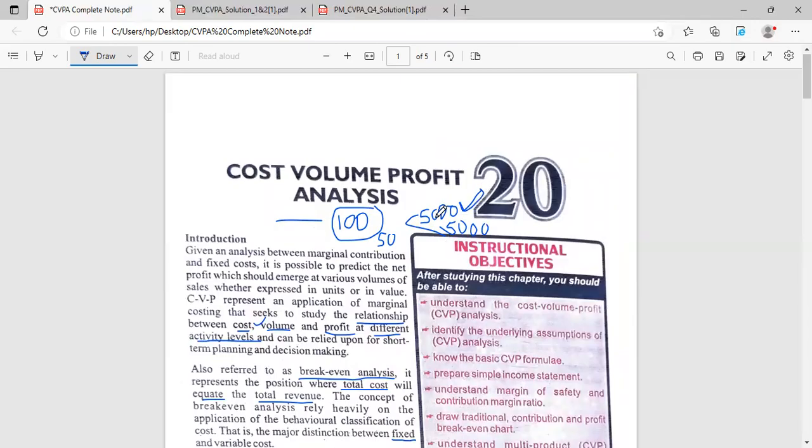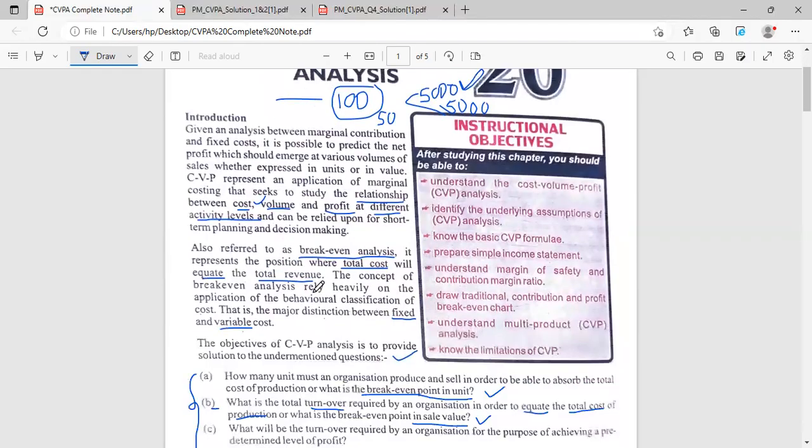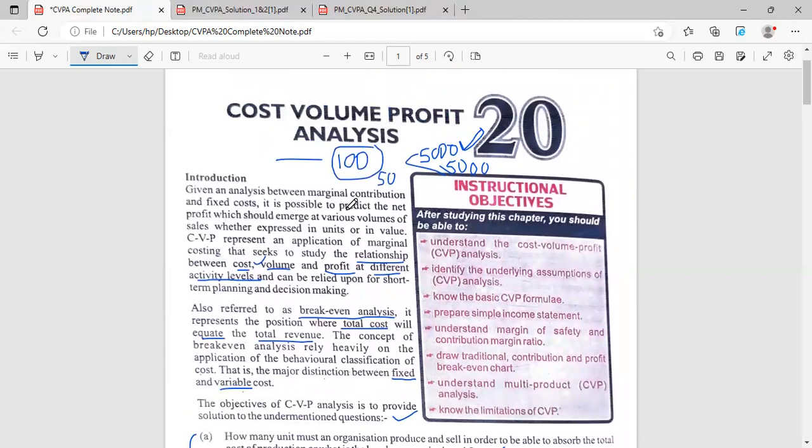Remember that in this case, we're only looking at the cost. We're not talking about making profits, because break-even talks about total cost equal to total revenue. And when total cost is equal to total revenue, there is no profit and there is no loss. Do you understand that? Yes, sir.